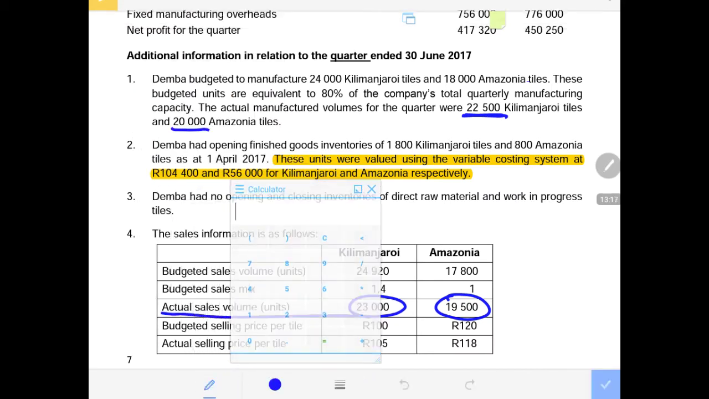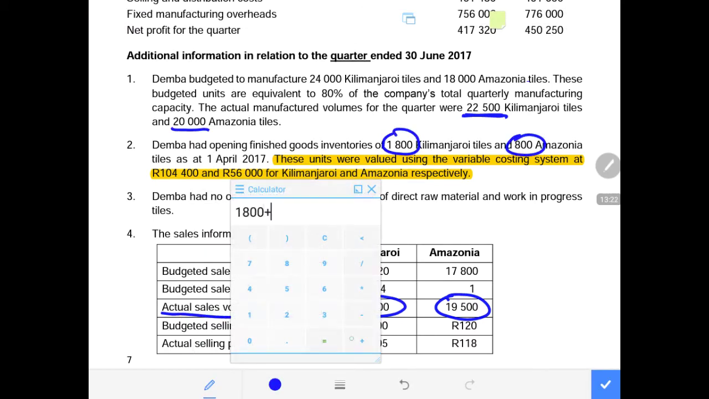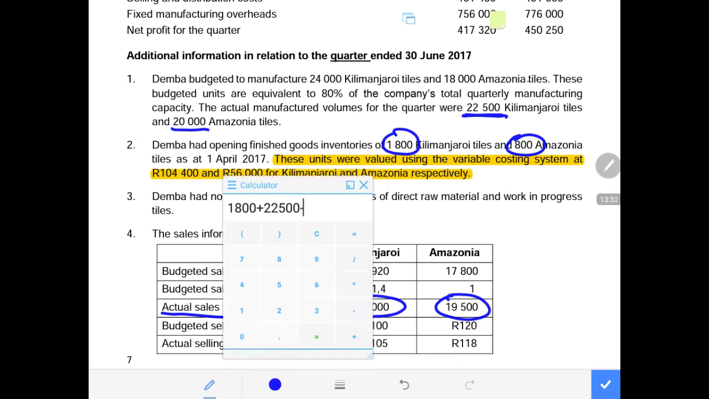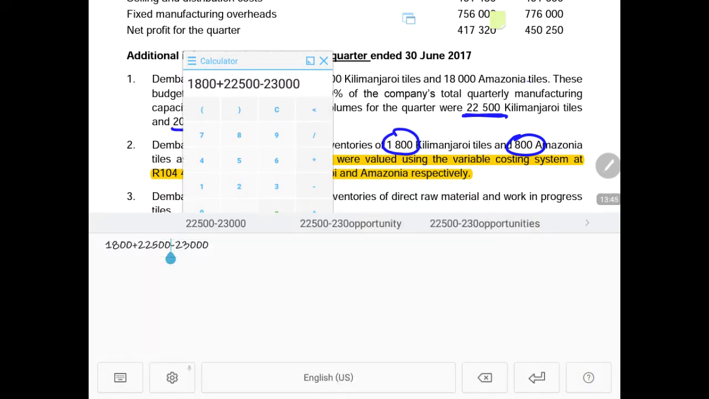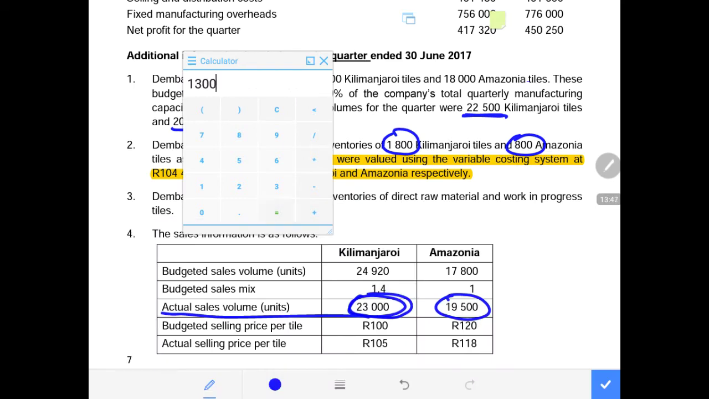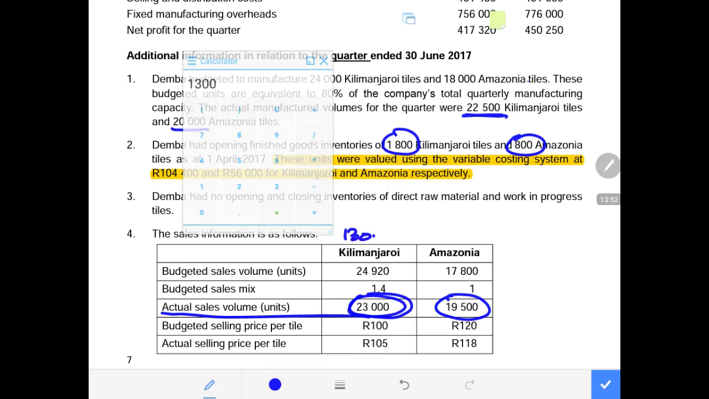Opening inventory is how many units? Opening inventory is 1,800. Then we can say 1,800 plus production of 22,500. This is what we have produced for Kilimanjaro, minus units that were sold. How many units were actually sold? Our actual sales is 23,000. We say minus 23,000. How much do we get? We get to the figure of the closing inventory as 1,300 units for Kilimanjaro.